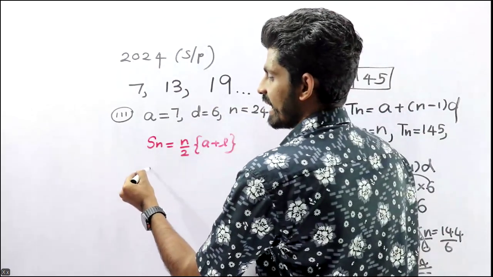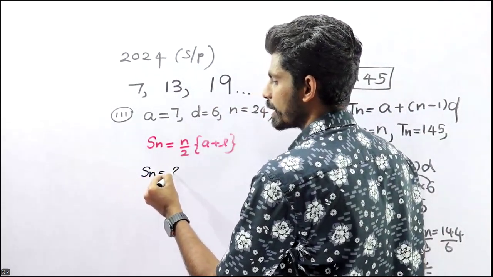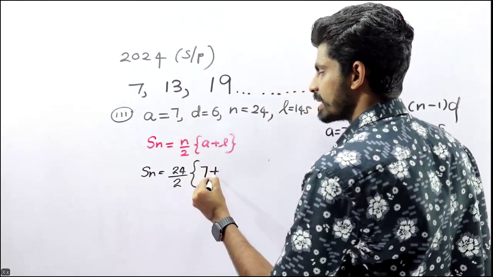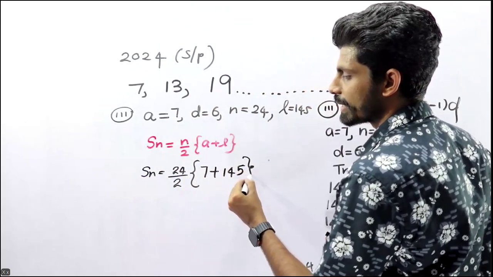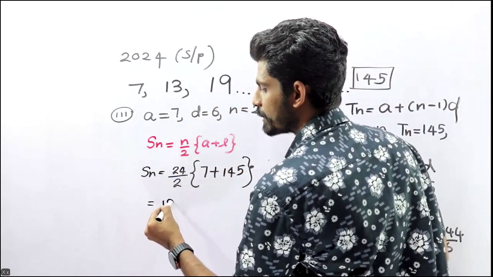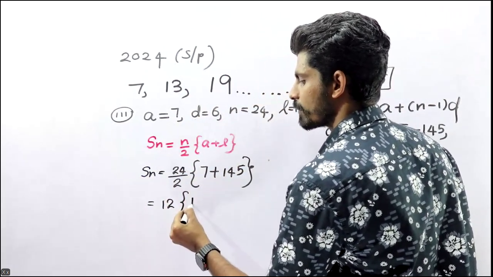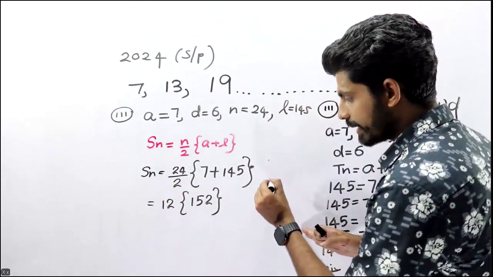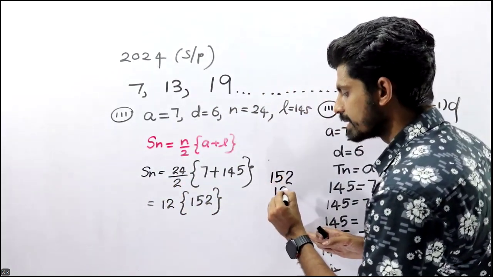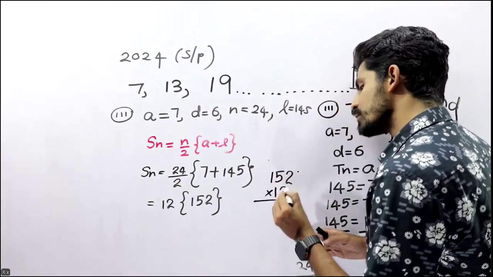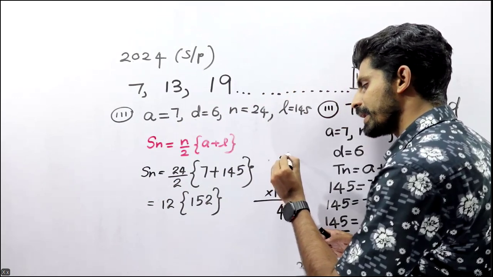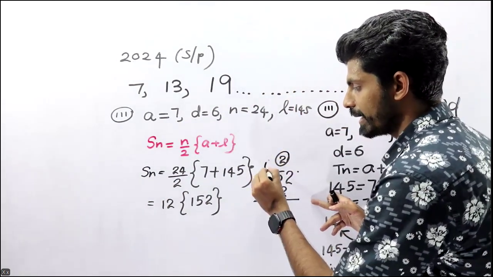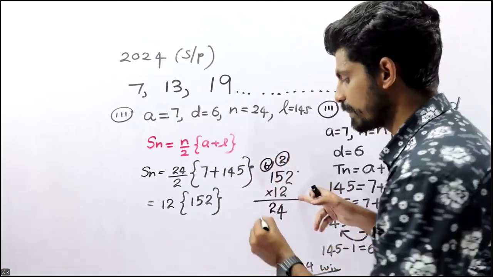Sn equals n divided by 2 times (a plus L). 24 divided by 2, a means 7, 7 plus 145. 24 divided by 2 is 12. 7 plus 145 is 152. 152 multiplied by 12: 12 into 2, 24, remaining 2. 12 into 5, 60. 60 plus 2, 62, remaining 6. 12 into 1, 12. 12 plus 6, 18.